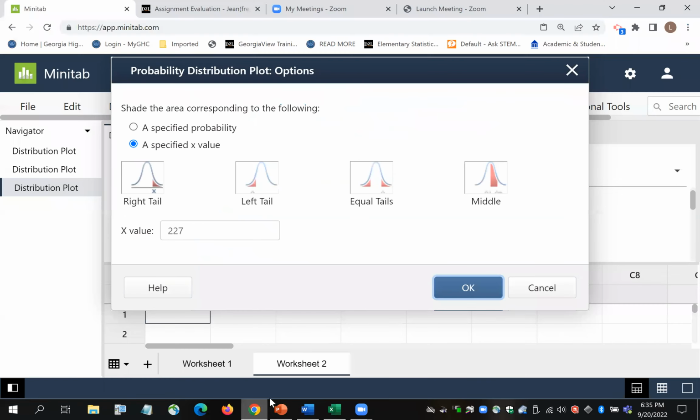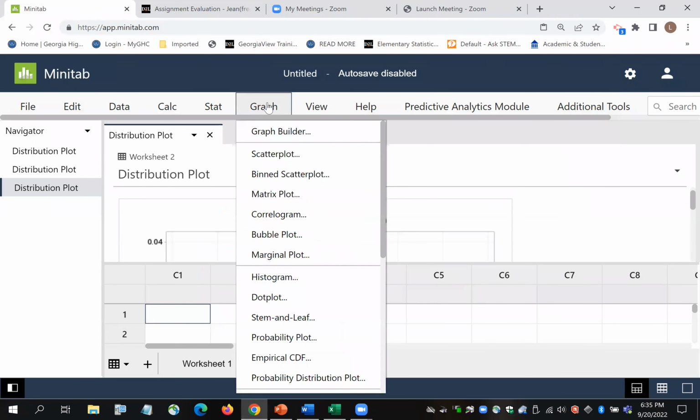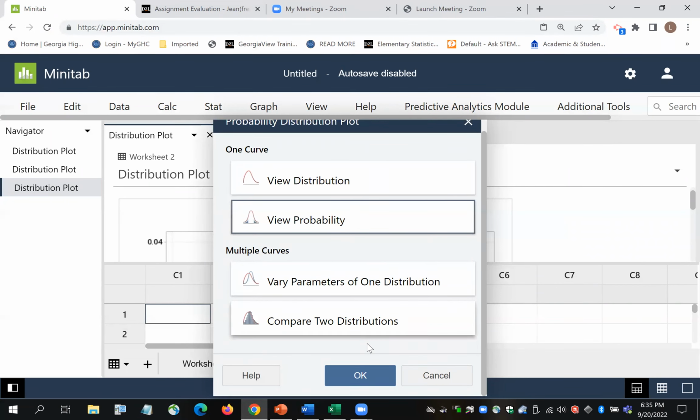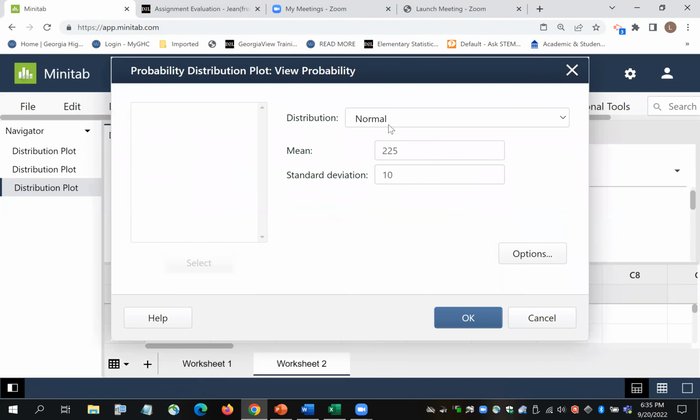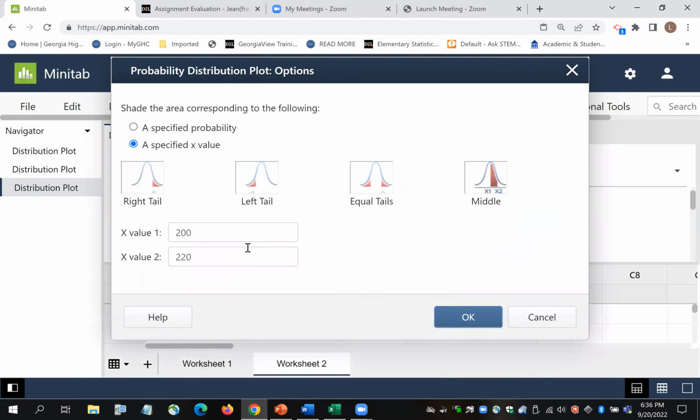So I'm going out to Minitab. Walk through the steps again. Graph, probability distribution plot, view probability. It is a normal distribution with a mean of 225, standard deviation of 10. I'm going to options. I do have a specified X value. I'm going to use the middle, and I'm between 217 and 229.